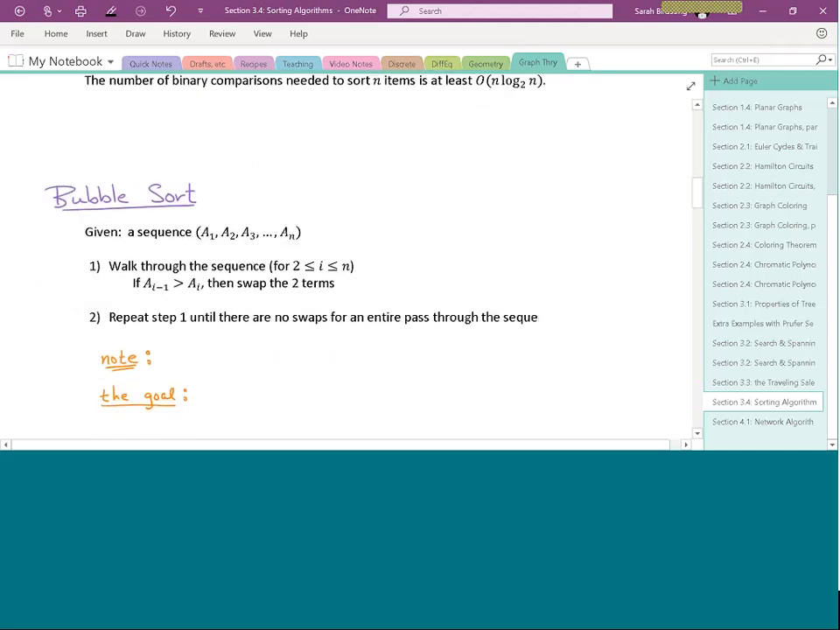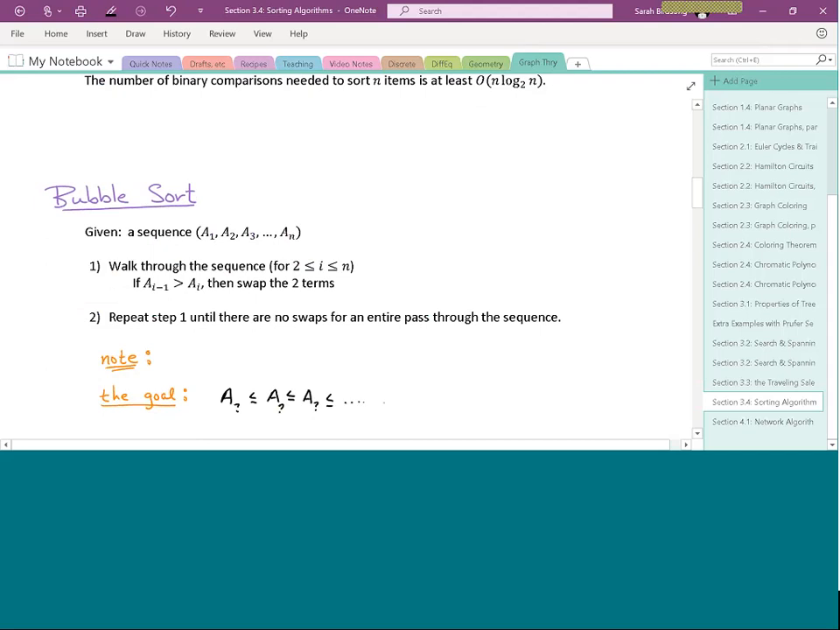So the goal here is you want to get these items ordered so that you've got whatever the first subscript is. I'm going to put question marks for the subscripts so that you actually have this ordering at the end. In other words, they're all in sequential order.